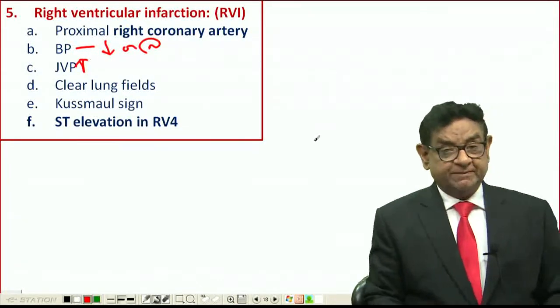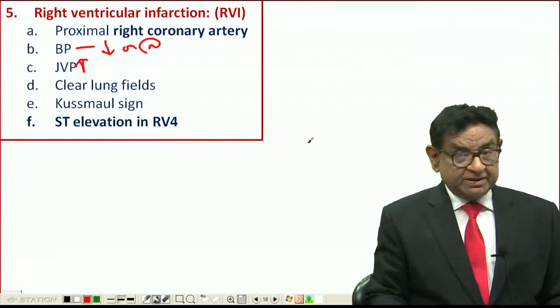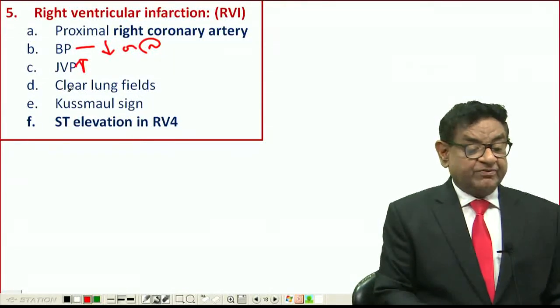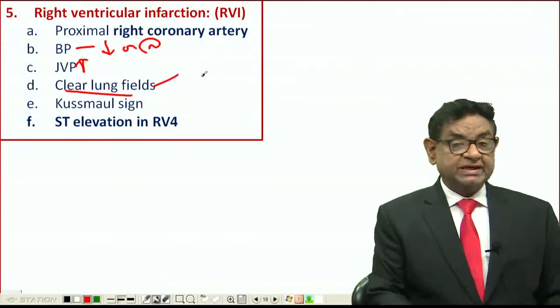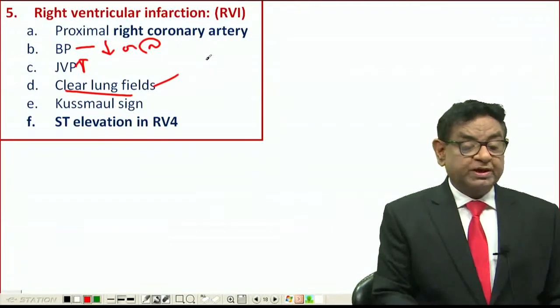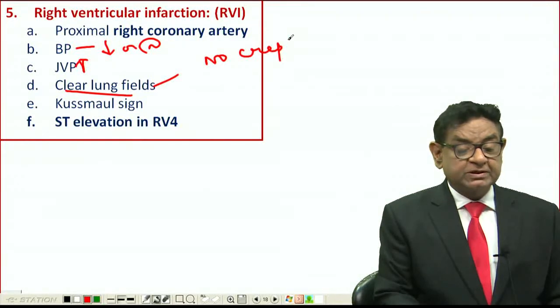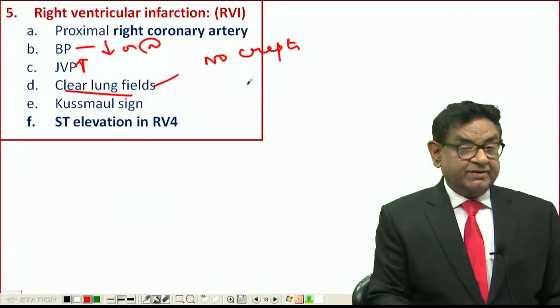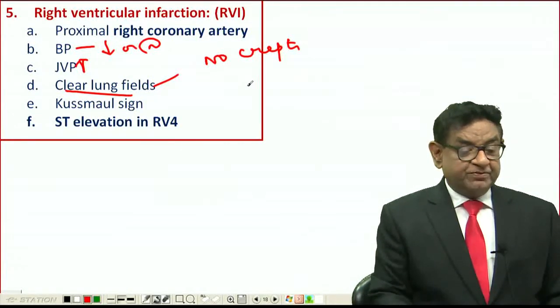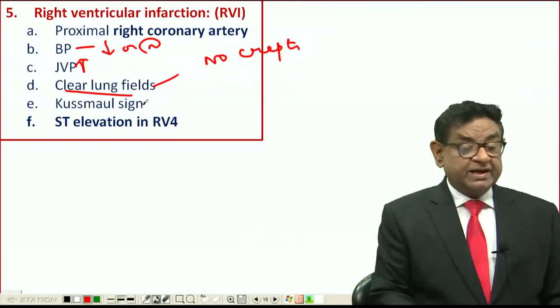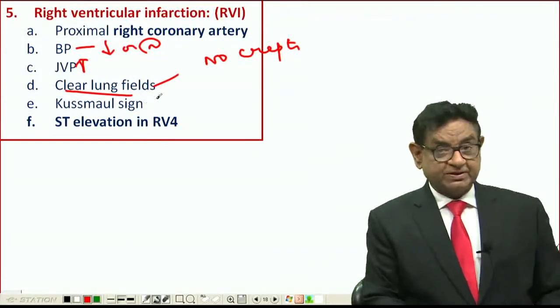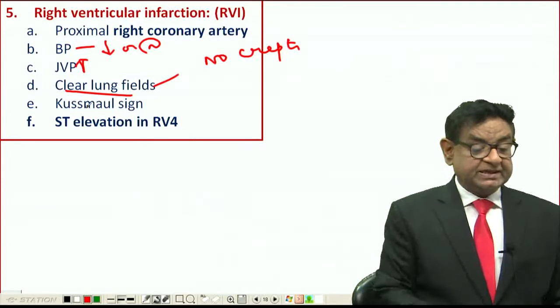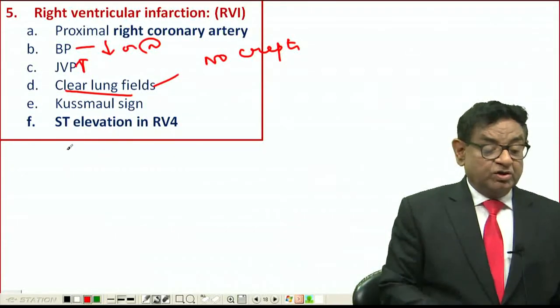JVP is raised. But what is so special about it? Clear lung fields. That means you auscultate the chest and you get no crepitations, no crackles. So the patient has a raised JVP with clear lung fields, and Kussmaul sign is positive. What is Kussmaul sign? Let's learn the basic concept.